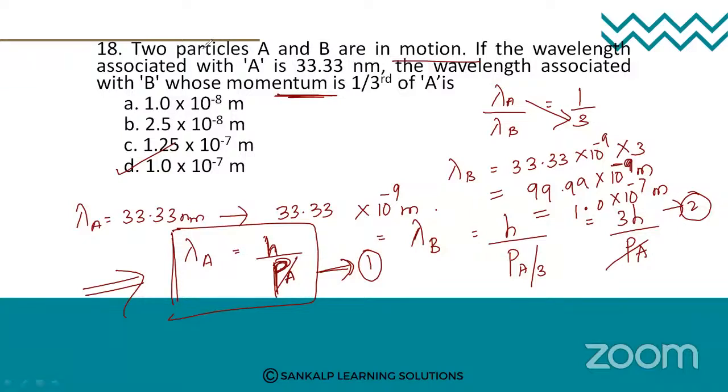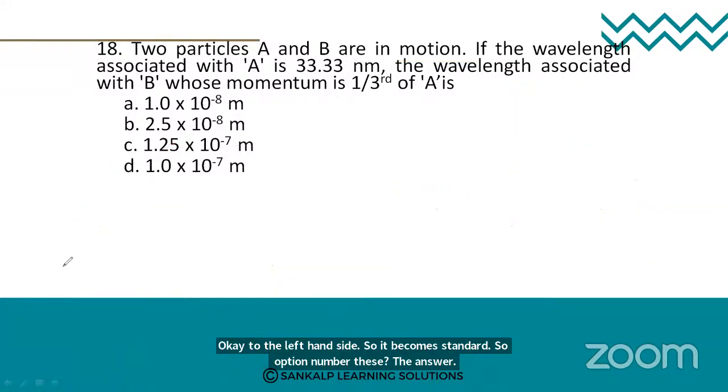Got it? So what we have done here, 10 raised to minus 9 is there, and 99.9 is nothing but 1. We have shifted the decimal to the left hand side, so it becomes 10 raised to minus 7. So option number D is the answer. We have just related the formula. Is it clear?